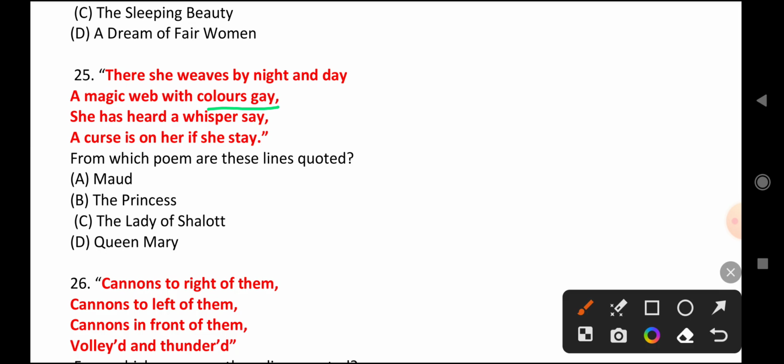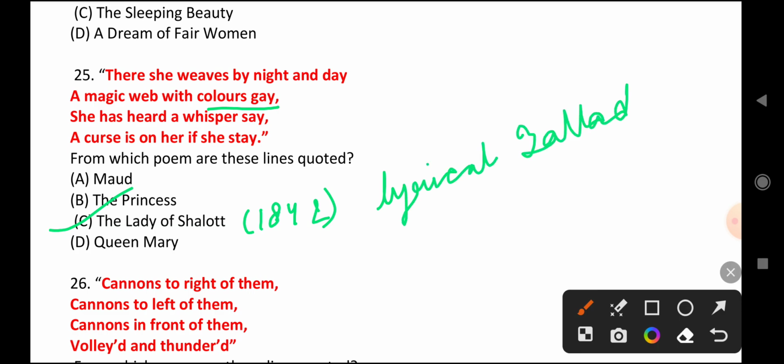Which work is this line from? This line is from The Lady of Shalott. This poem was written in 1842. It is a lyrical ballad, about the Lady of Shalott who is cursed that she cannot see anything with her own eyes. She has to keep weaving her magic web and sees everything through a mirror. Once Sir Lancelot passes by, she forgets everything to look at Lancelot, the mirror breaks, and the next day she puts herself on a barge and goes. Such a story is there in The Lady of Shalott, written in 1842.